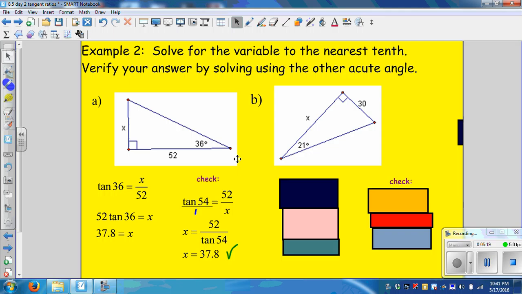Letter B, go ahead and do this one on your own. Pause the video and check it when you're finished.